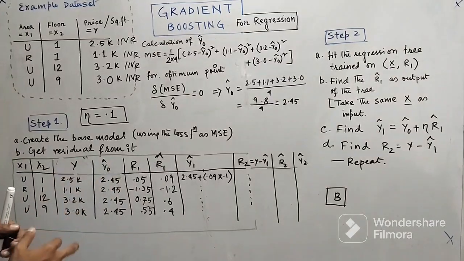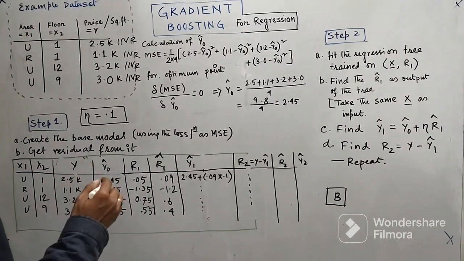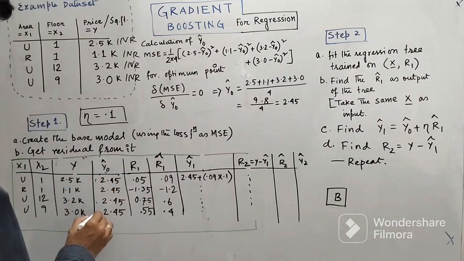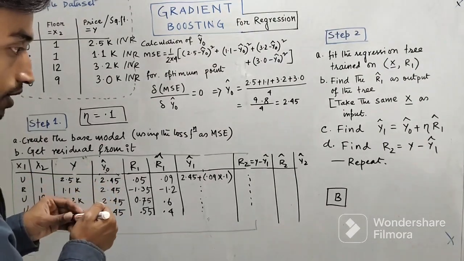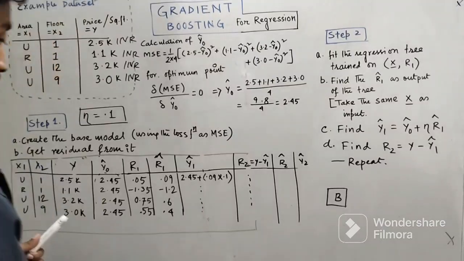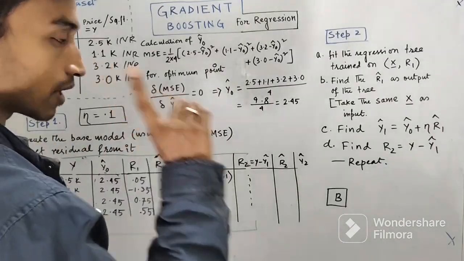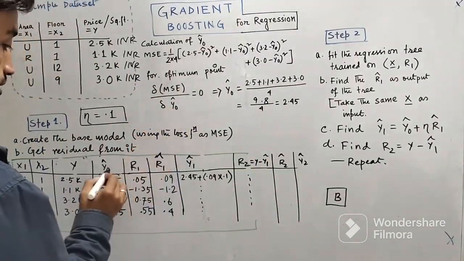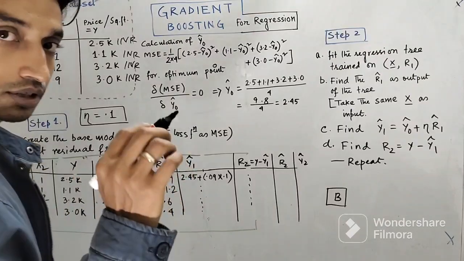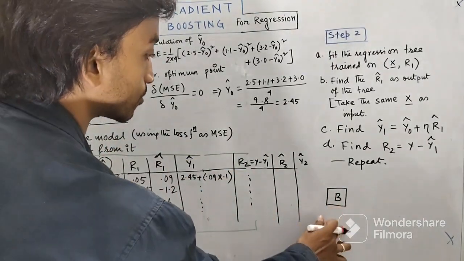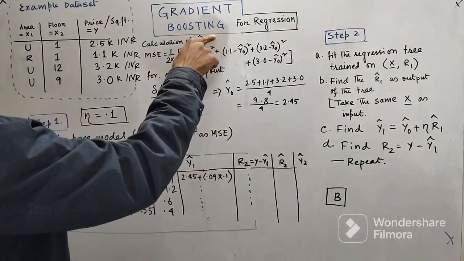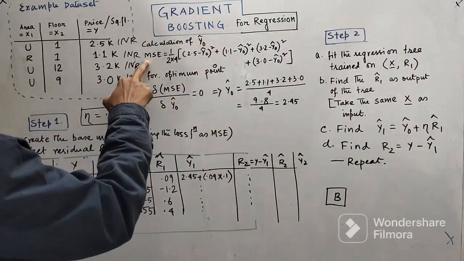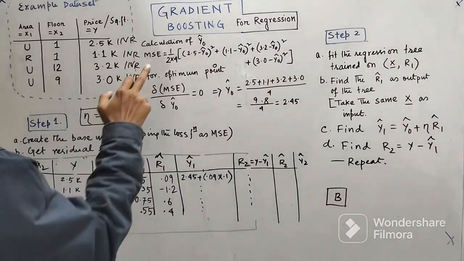What will be the base model? The base model output is nothing but the average of all these values. How do these average values come in the base model? For the first prediction, that is y0 hat, the zeroth prediction, that's basically the base model. So how do we calculate this y0? That will come from the MSE criterion.